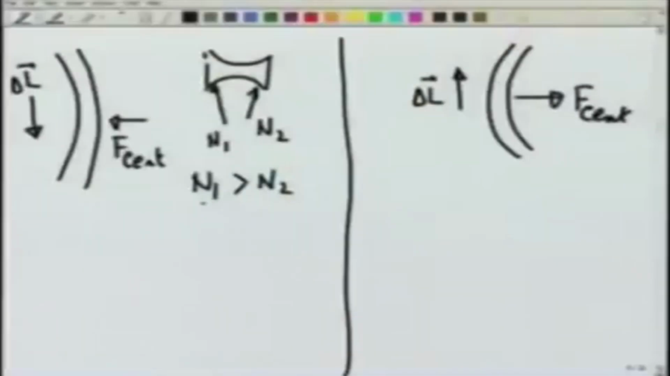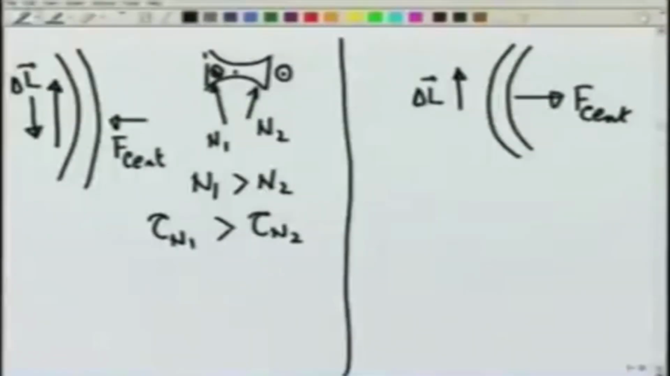On the other hand, if N1 is greater than N2, the torque due to N1 is also going to be greater than torque due to N2, assuming they are equidistant from the center of mass. However, torque due to N1 here goes into the cylinder, and on this side it comes out. Into the cylinder here means, since I am looking from behind, it's along the track in the direction of motion. This is tau N1 and this is tau N2.